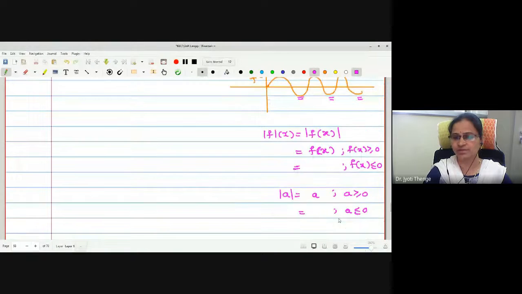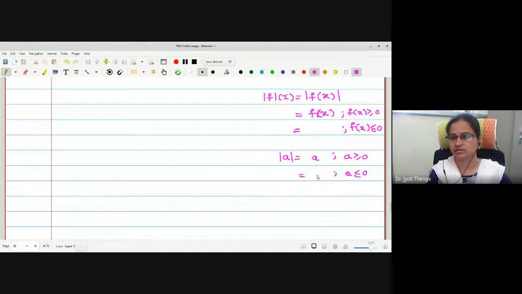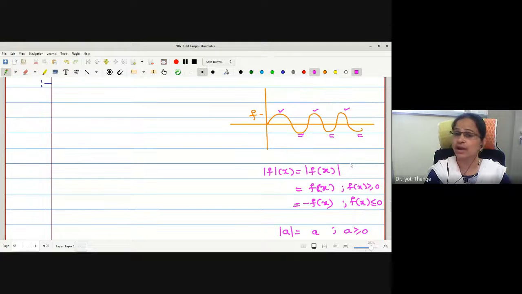What is the value we define for mod of a? It is minus a, right? Because for a non-positive, that is if it takes a negative or 0 value, if I take its negative, it will give me the non-negative value. Correct? As per this definition, we are converting a non-positive value to a non-negative value.